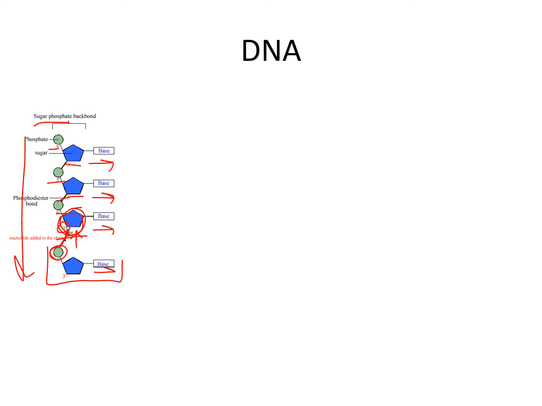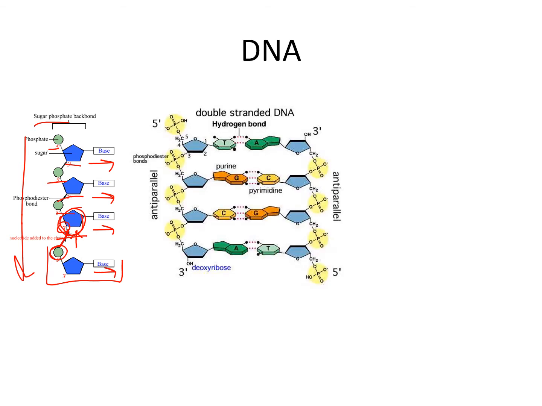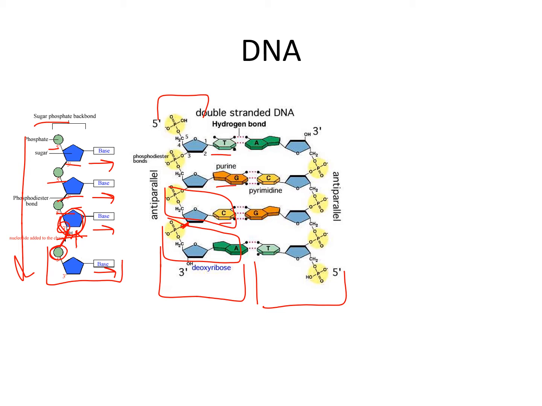So this is one strand of DNA, but you probably know that DNA is a double-stranded molecule. So this is what the double-stranded molecule looks like. This is one strand of DNA. This is a second strand of DNA. And again, this is one nucleotide here, covalently bonded to a second nucleotide. And this is your sugar phosphate backbone. And the nitrogenous bases are sticking out in the center.